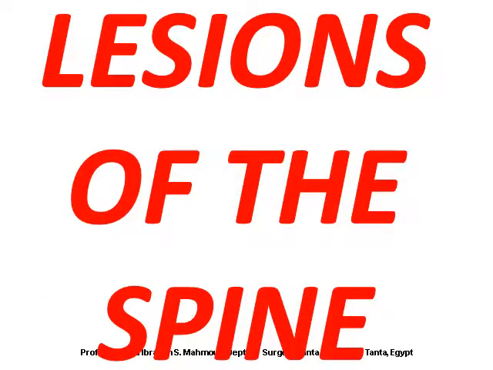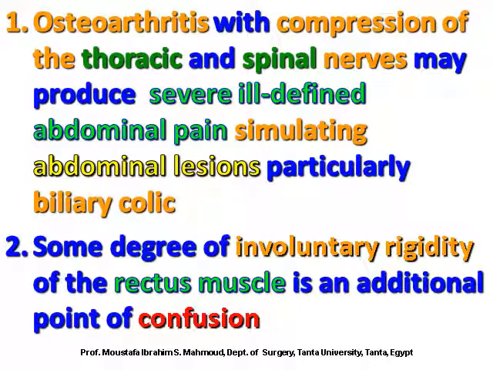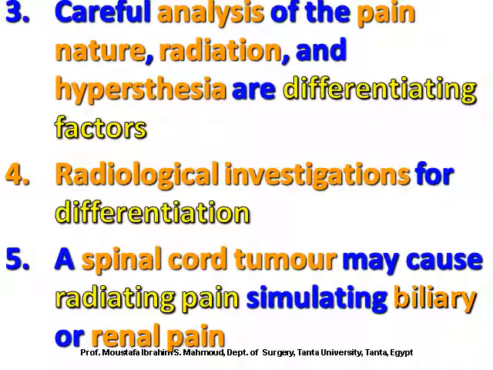Lesions of the spine. Osteoarthritis, where compression of the thoracic and spinal nerves may produce severe ill-defined abdominal pain, simulating abdominal lesions, particularly biliary colic. Some degree of involuntary rigidity of the rectus muscle is an additional point of confusion. Careful analysis of the pain, nature, radiation, and hyperesthesia are differentiating factors. Radiological investigations for differentiation. A spinal cord tumor may cause radiating pain simulating biliary or renal pain.